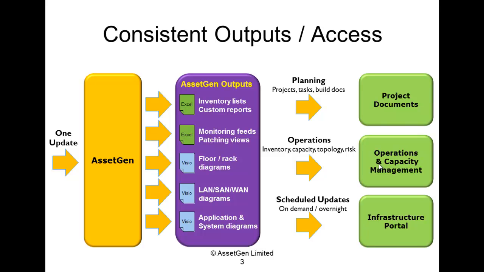But if we had a network diagram for every site, then we may have hundreds of sites and hundreds of diagrams. We also need to be able to support the different needs for both planning and operations, and what we'll be focusing on here is the new feature of AssetGen 4, which allows us to do scheduled updates so that we can achieve thousands of updates within our environment.